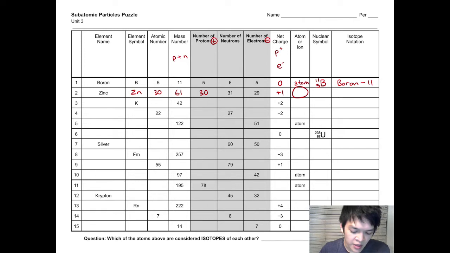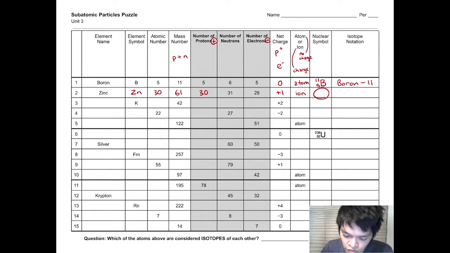Now, is this an atom or an ion? Remember, an atom is not charged, no charge. An ion is charged, right? So since we have a positive 1 charge, this is actually a zinc ion rather than a zinc atom. What else do we have?